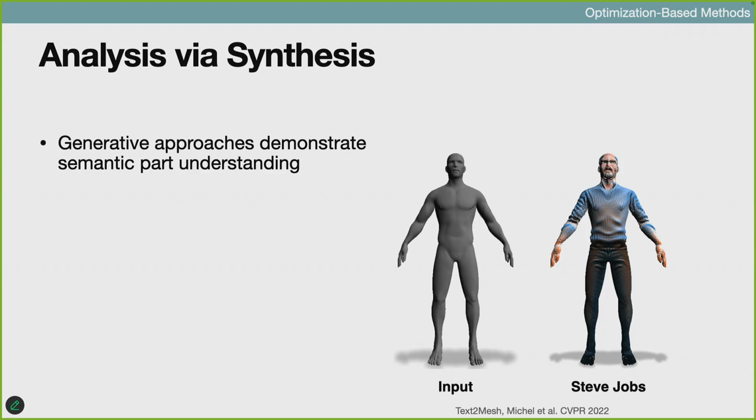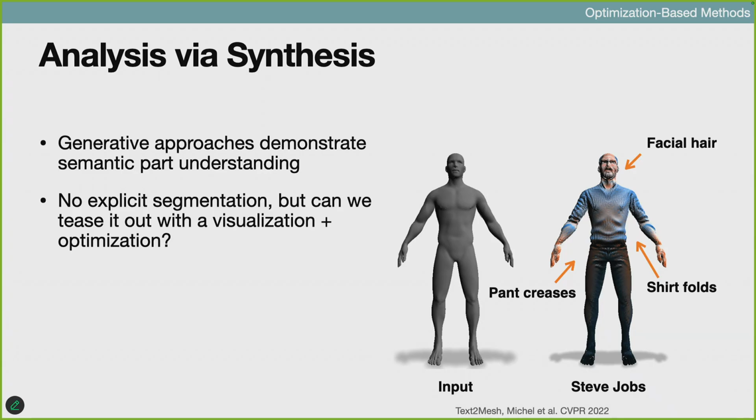If you look at some of these generative results, you can see that they demonstrate a lot of semantic part understanding. So if you do Steve Jobs, you can see it puts the facial hair on the chin, the shirt folds above the waist, and also the pant creases on the thigh. And while there's no explicit segmentation here, can we tease it out with some way we can visualize and optimize?